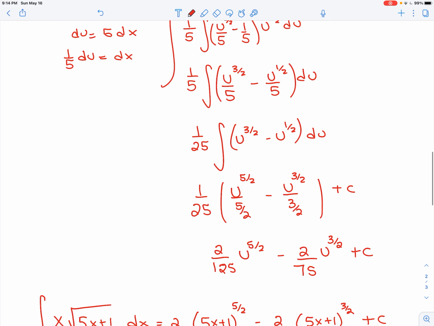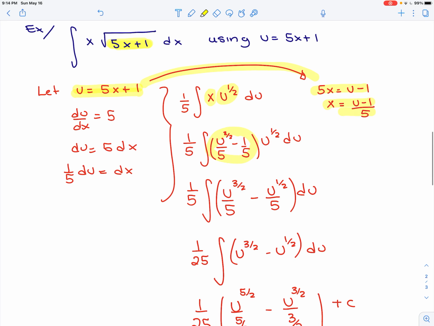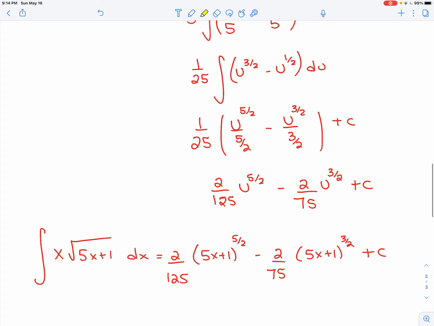Okay, so basically for this question, what we're doing is, because this is all to the 1/2, I can't bring this inside. So instead, I make this the u to the 1/2, and I change the x into the bigger thing by solving here, just rearranging. And then I'm able to multiply that back in. Okay, so I'll give you one of these to try.